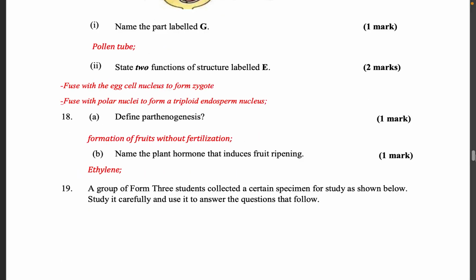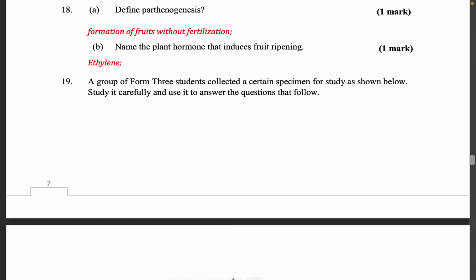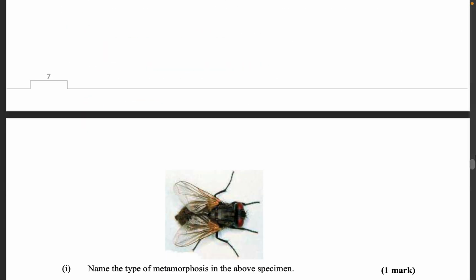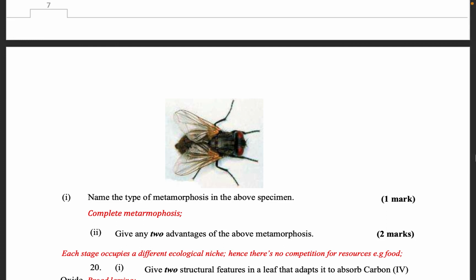Question 19. A group of Form 3 students collected a certain specimen for studies shown below. Study it carefully and use it to answer the questions that follow. Name the type of metamorphosis in the above specimen. It's complete metamorphosis.